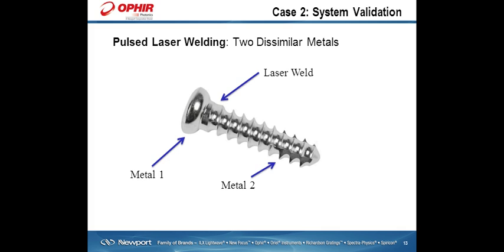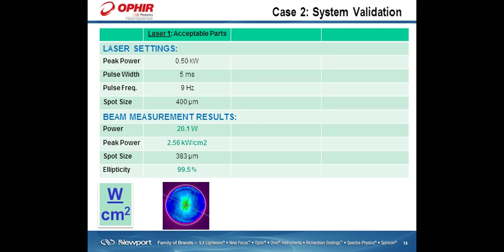So here's a, this is not the customer's product. This is just a bone screw I want to use for this example. So if you picture this bone screw made up of two different metals, you've got metal number 1 at the head, you've got metal number 2 in the screw part of it, and what the customer is trying to do is put a laser weld on these two dissimilar metals around that part.